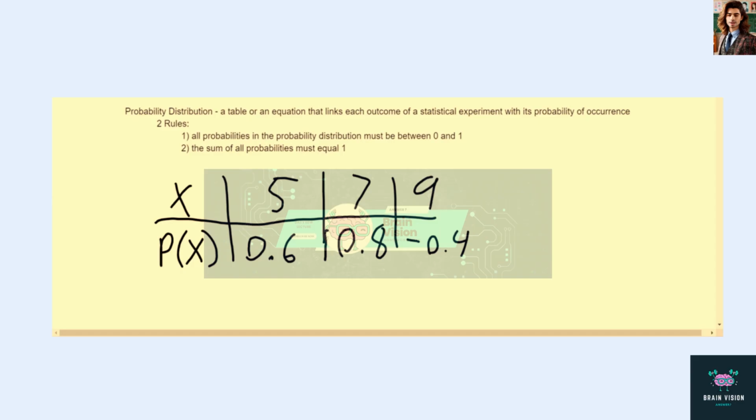Now, just from writing this out, we automatically see why this distribution can't possibly be a probability distribution. It's because we have our negative 0.4 probability right here, because that's not possible. It's not possible to have a negative probability.